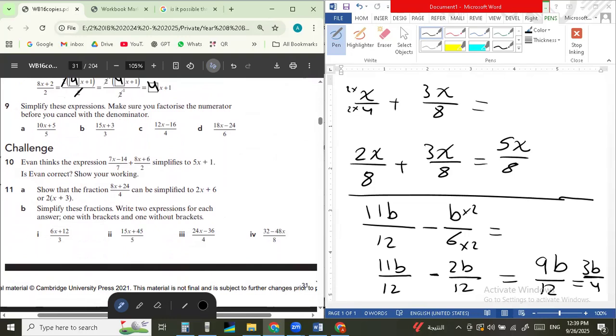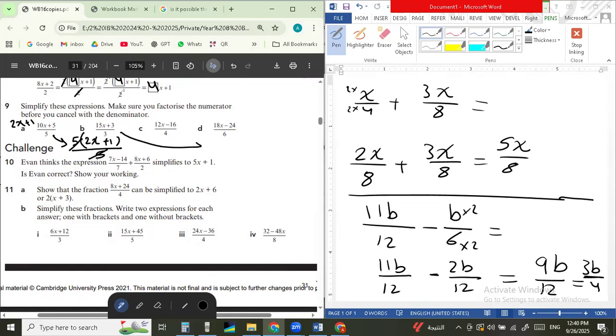This is going to make it even clearer. Question 9. Look at this: 10x plus 5 over 5. I'm going to factorize. 5 comes out, and here is 2x plus 1, because 10x divided by 5 is 2x, plus 5 divided by 5 is plus 1, over 5. Bye-bye. So the answer to this is only 2x plus 1.